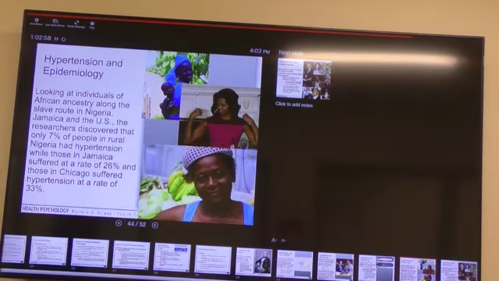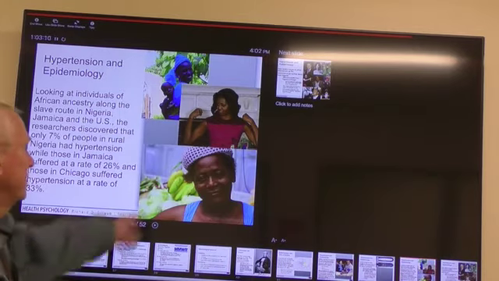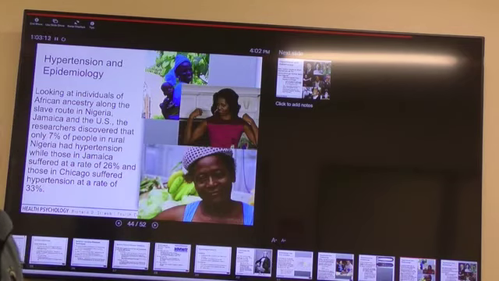Of course, that's Michelle Obama, who is from Chicago, 33%. So we can see that Africans, when they had to travel, when they were brought over in the slave ships, they were more likely to have high blood pressure.